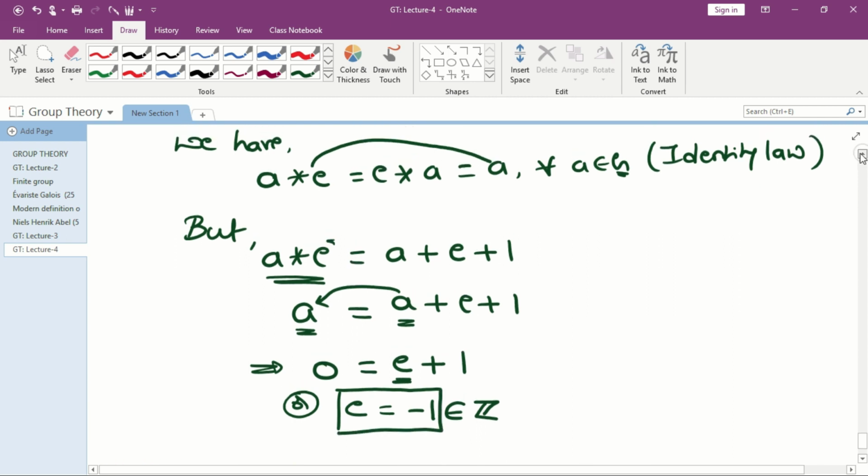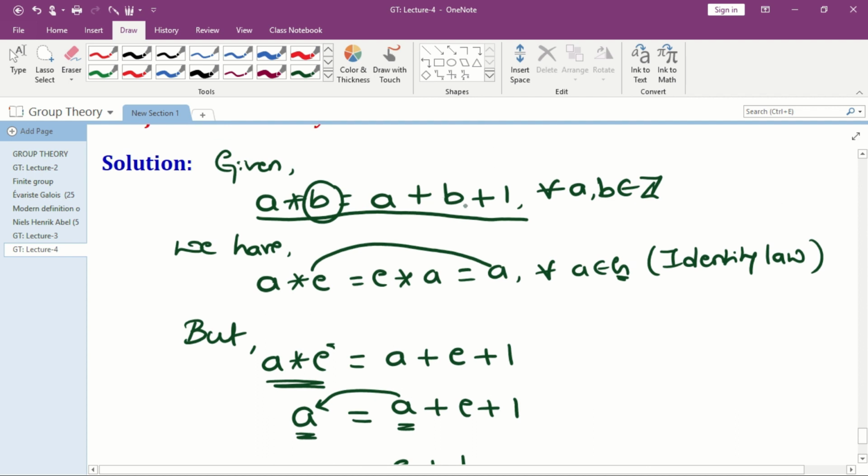So in the examination, they may change the sign. Instead of A plus B plus 1, they may give A plus B minus 1 or A minus B plus 1 or A minus B minus 1, etc. The procedure is same. You can find the identity element.